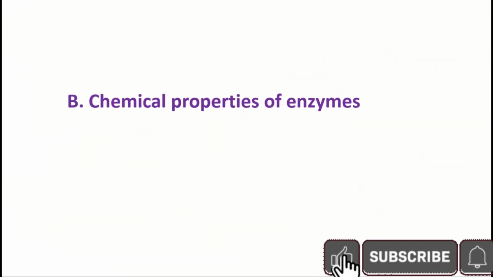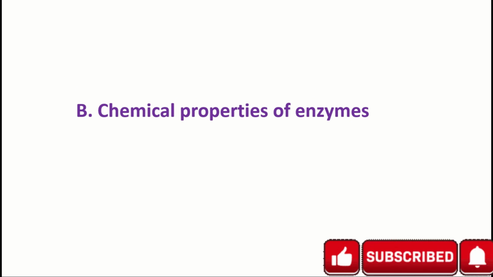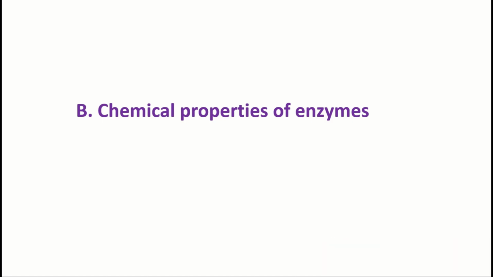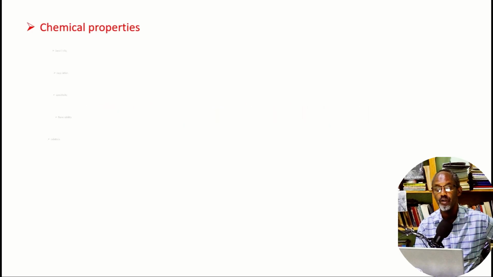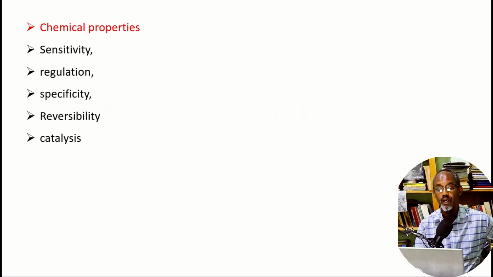That is, today we shall see, last time we have seen the physical properties. We have seen first general properties. Now chemical properties of enzymes. What are listed under these chemical properties as far as your textbook is concerned? For chemical properties, these are included: sensitivity, regulation, specificity, reversibility, and catalysis, as far as your textbook is concerned.